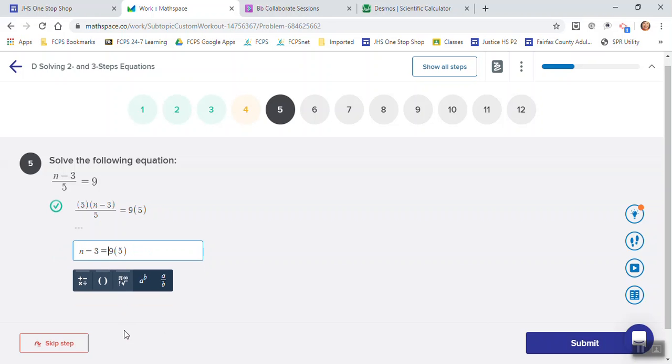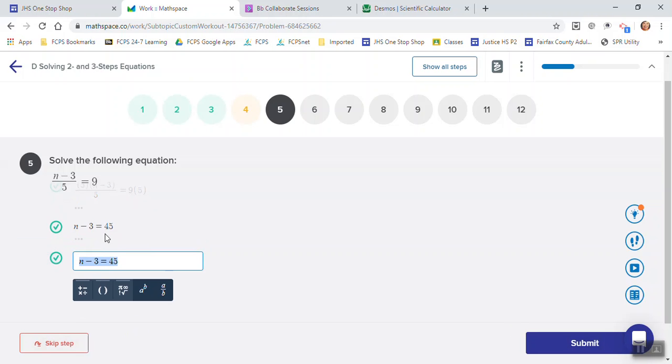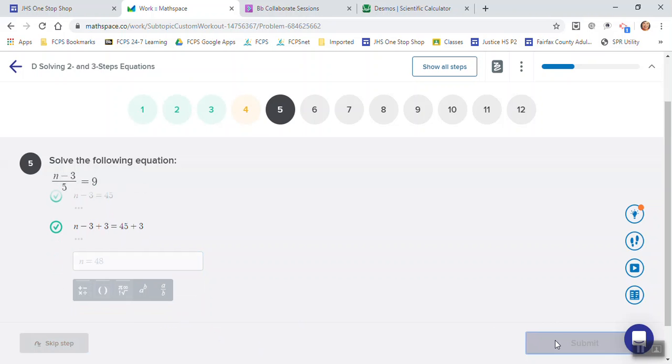And then the right side, 9 times 5 is 45. And then I submit it. Now it becomes a one-step equation. So we need to undo minus 3 by adding 3 to both sides of the equation. Right? So to do that, negative 3 and plus 3 will cancel out. So on the left side you have variable n only. And then on the right side, 45 plus 3 is 48. And that should be the final answer.